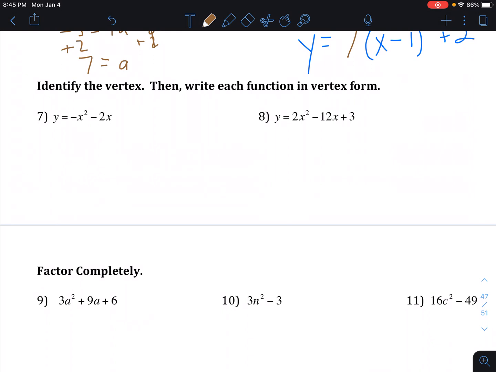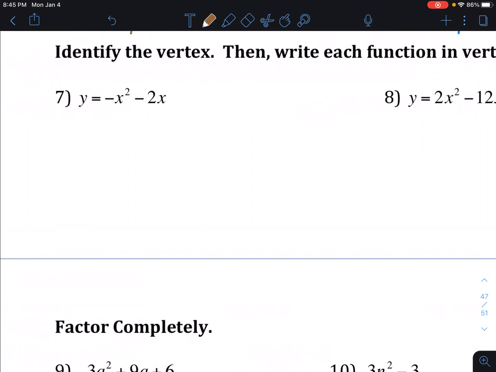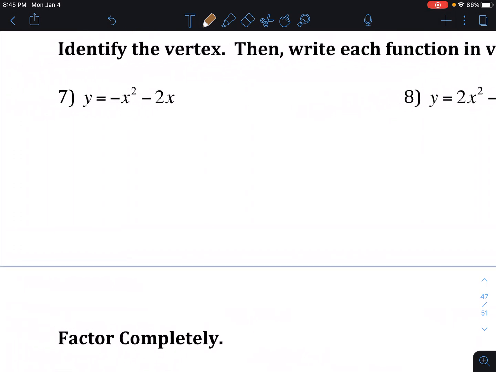Okay, number 7 says identify the vertex, and the main goal of this says then write each function in vertex form. So this guy is in standard form, so we got to do the x equals negative b over 2 times a. The a is negative 1 and the b is negative 2. So on the numerator, negative b would be double negatives, positive 2, divided by 2 times negative 1. And that will simplify to get the x coordinate of the vertex is negative 1.